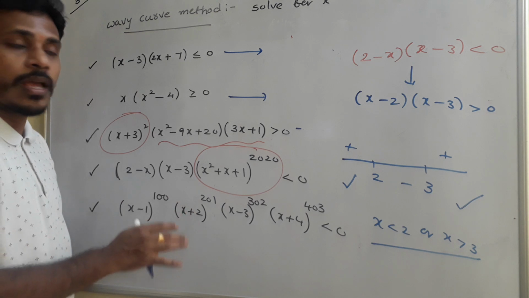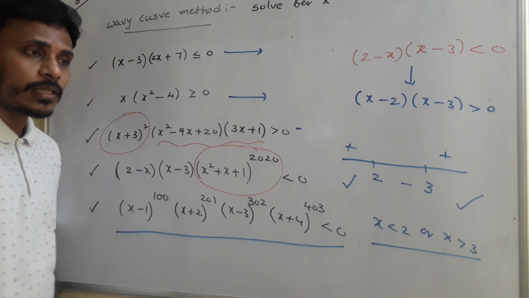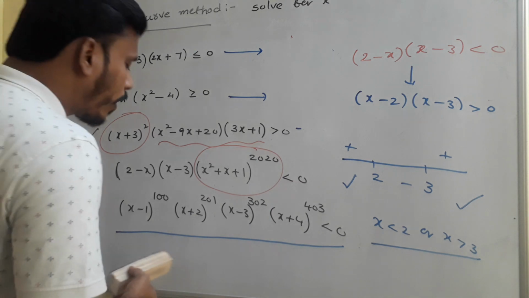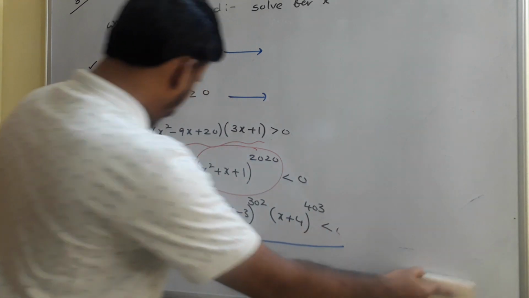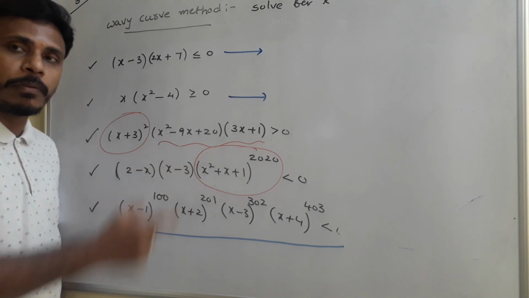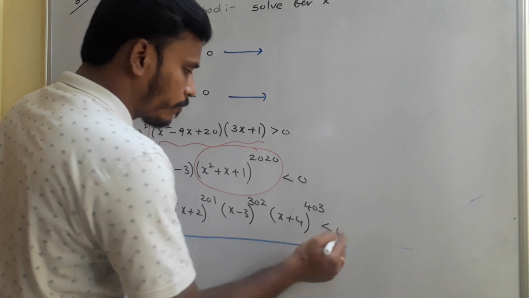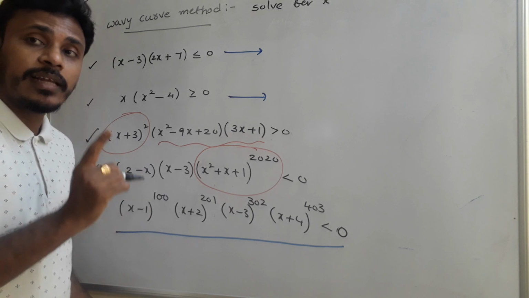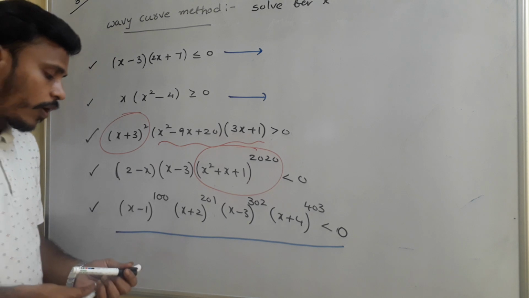That's the fourth problem. And if the fourth one is clear, then we need to think about the fifth one. Just think about the fifth one. See, when you look at the fifth problem, what is it? x minus 1 to the power 100 into x plus 2 to the power 201 into x minus 3 to the power 302 into x plus 4 to the power 403, which is less than 0. As I mentioned, if the power is an even number, that quantity is always positive. Don't bother about it. First, what is the first one?